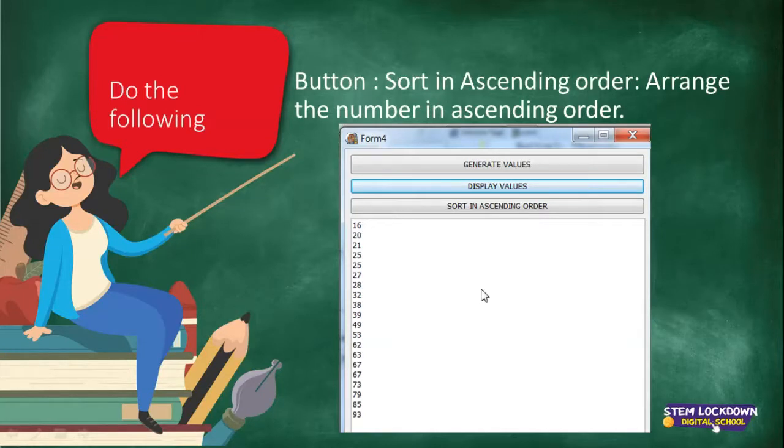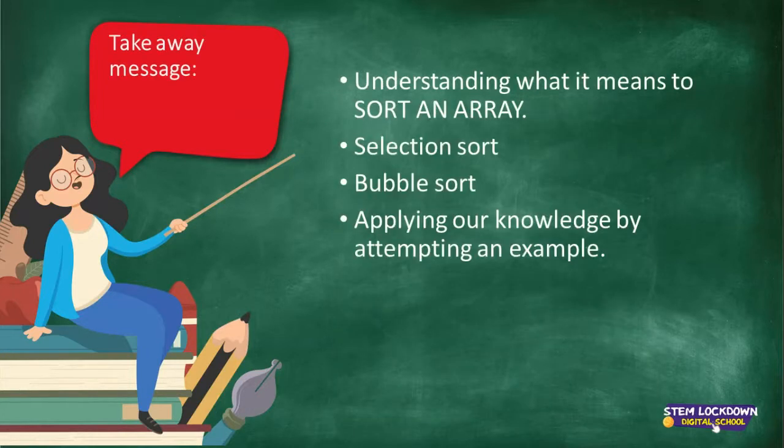So what is the takeaway message from this, learners? It's understanding what it means to sort an array. The selection sort we spoke about, hopefully you have a good understanding of what the selection sort is about. The bubble sort we spoke about again today, so hopefully that's good. And we finally looked at an example of how to apply one of these techniques in our exam questions if it does get asked.